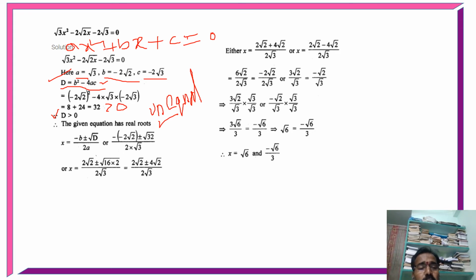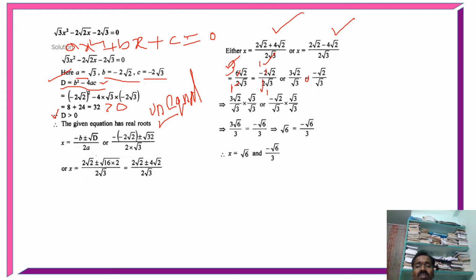Minus into minus is plus: 2√2 ± √32 over 2√3. 32 is not a perfect square, but the nearest perfect square is 16, and √16 is 4, so √32 is 4√2. Here we can write 2√2 ± 4√2 by 2√3. One root with plus and one with minus. 2√2 + 4√2 is 6√2, and with minus we have −2√2, over 2√3. Then simplification: 2 ones are 2, 3 ones are 3, and so we have the roots 3√2 by √3.